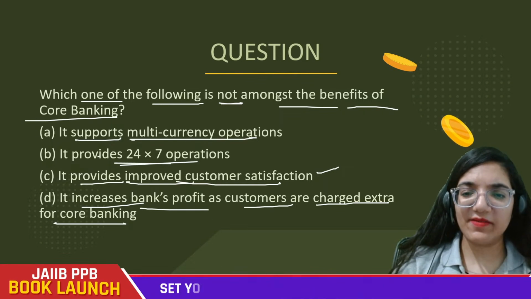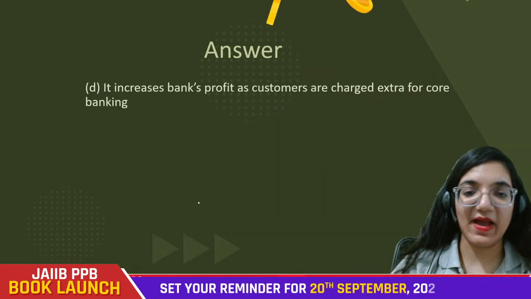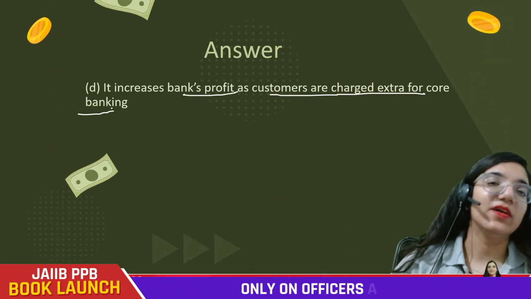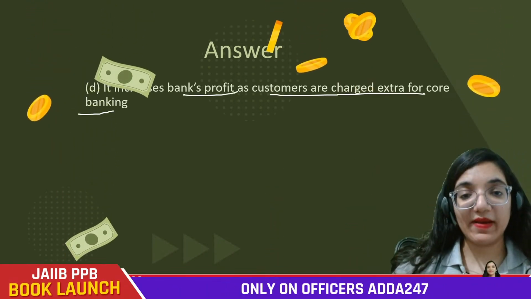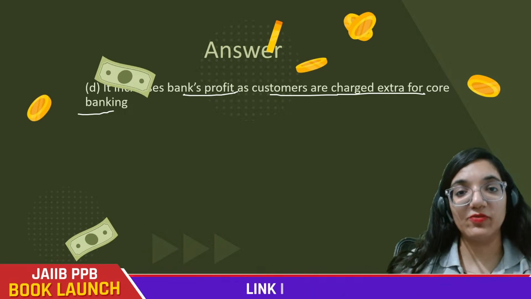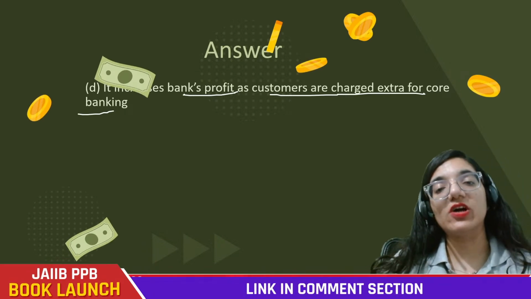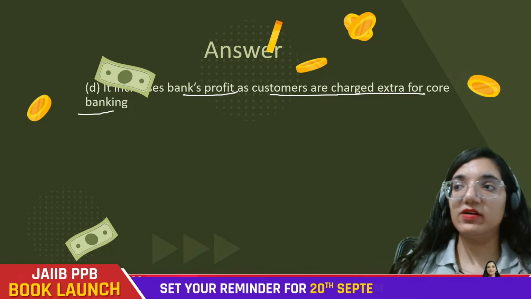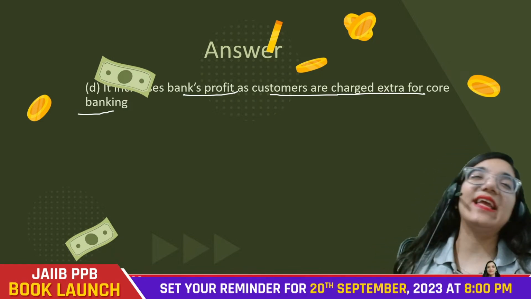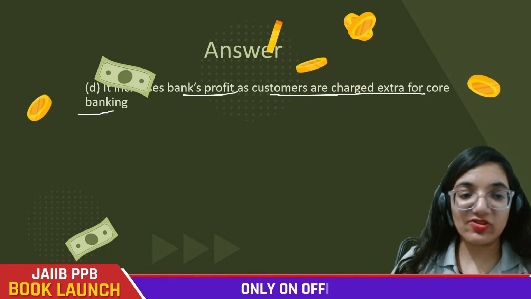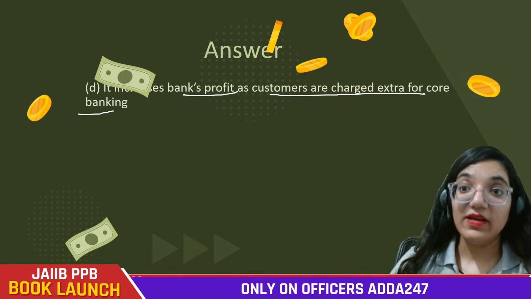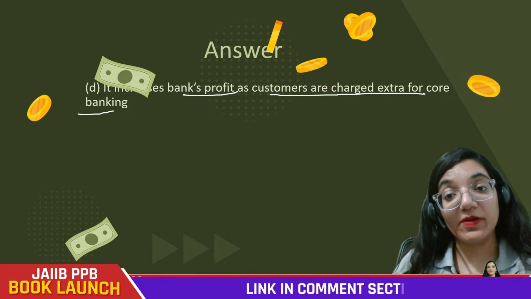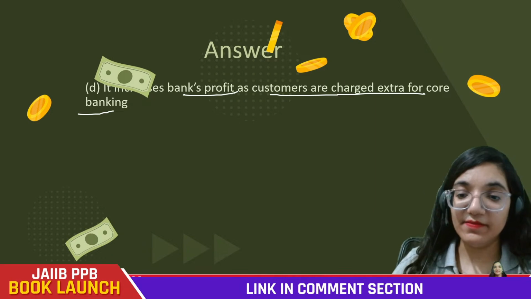All these things are there, but I don't think I can say it increases the bank profit directly. You know, as customers are charged extra for CBS. No, CBS is a part of the working of the bank. It is required by the bank to do it. This is not something that would be charged from the customers, because this is, I would say, indirectly for the customers. This is not something directly linked with them. We are able to sort their accounts properly. We are able to keep their accounts properly because of this. है ना?